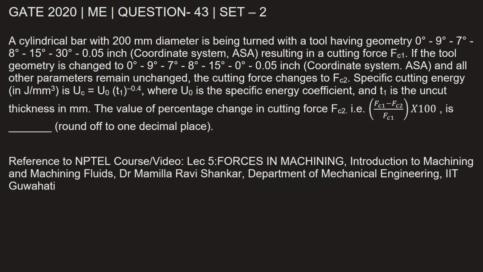The specific cutting energy in joule per millimeter cube is UC equal to U naught T1 raised to minus 0.4, where U naught is the specific energy coefficient and T1 is the uncut thickness in millimeters. The value of percentage change in cutting force, that is (FC1 minus FC2) by FC1 into 100, is dash.